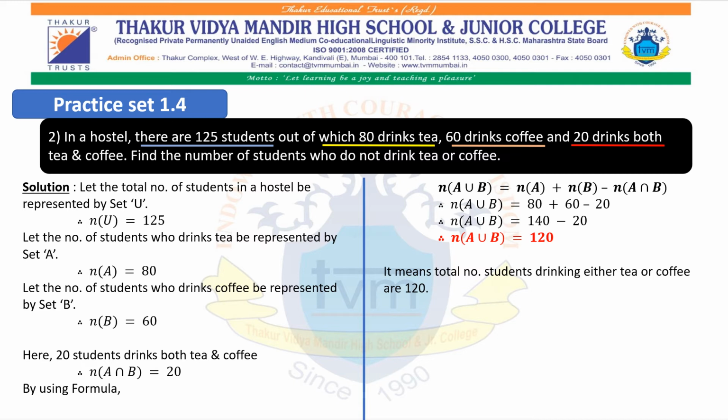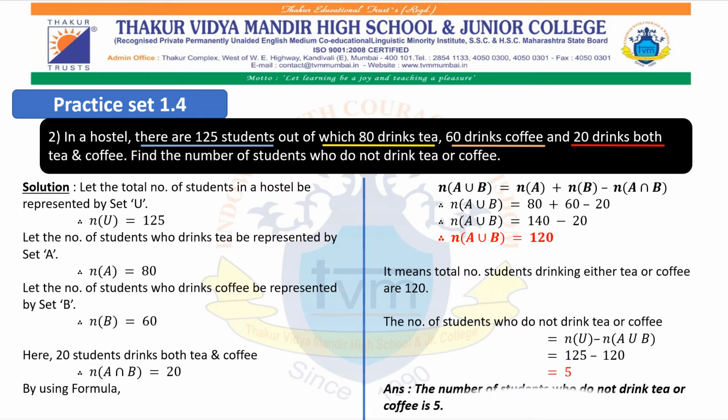But they asked us to find the students who do not drink tea or coffee out of those 125. Therefore, we will write the number of students who do not drink tea or coffee equals n(U) minus n(A union B). Now we do 125 minus 120, which gives us the answer 5. Therefore, the final statement: the number of students who do not drink tea or coffee is 5.